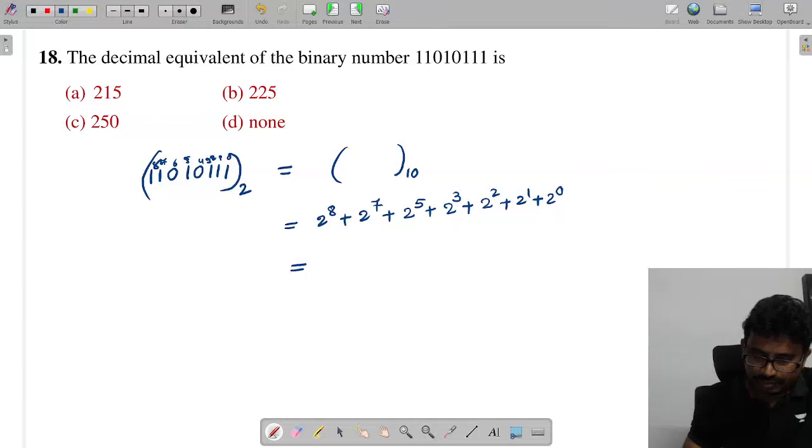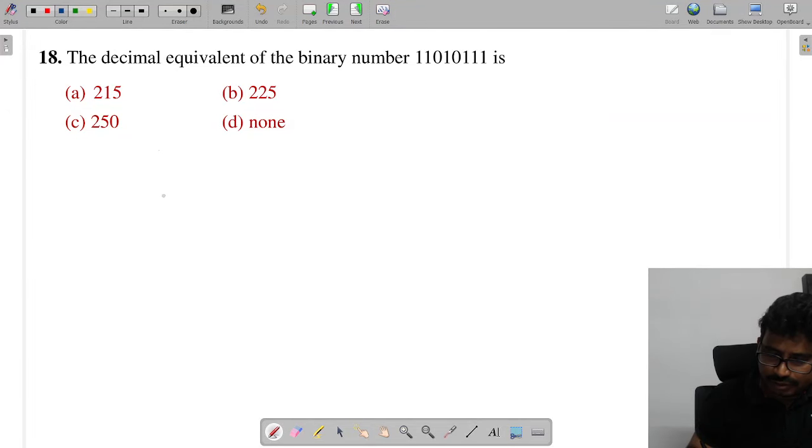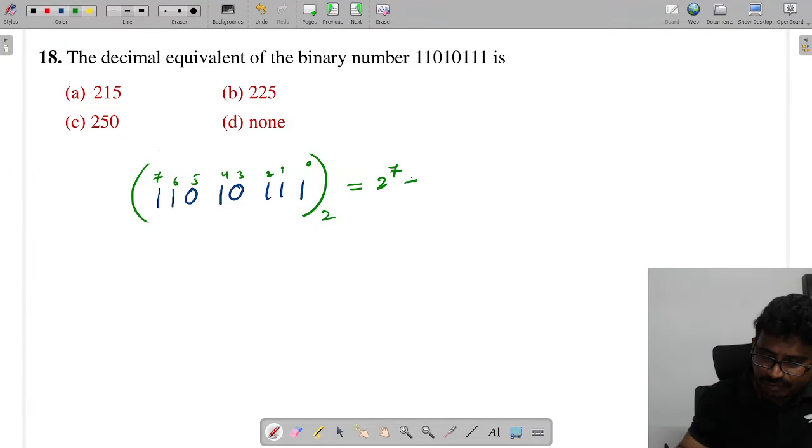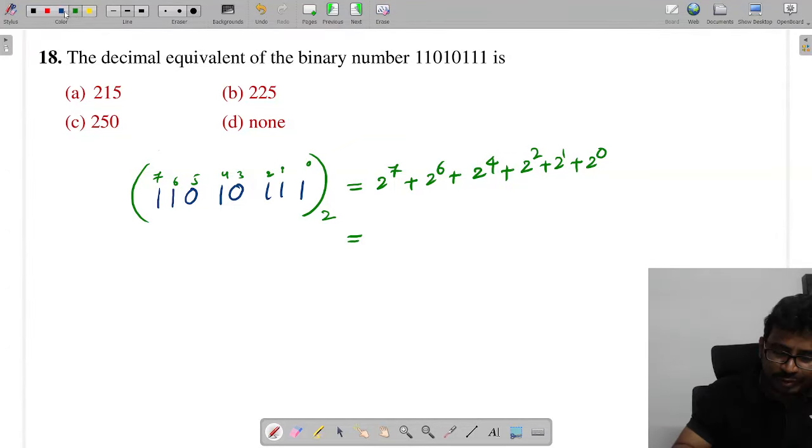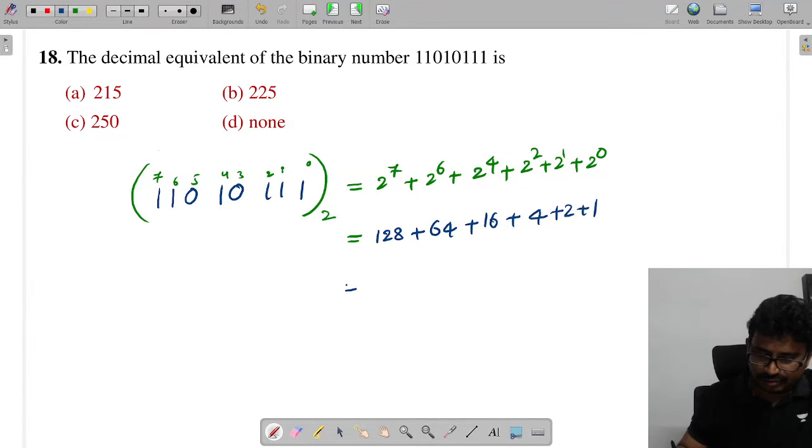Simplify. The number is 11010111. The numbering was done wrong. So this is 0, 1, 2 3 4 5 6 7. So tell me now, 2 power 7 plus 2 power 6 plus 2 power 4 plus 2 square, 2 power 1 and 2 power 0. 2 power 7 is 128, 64, 16, 4 plus 2 plus 1. Right, so how much is the value? 215.